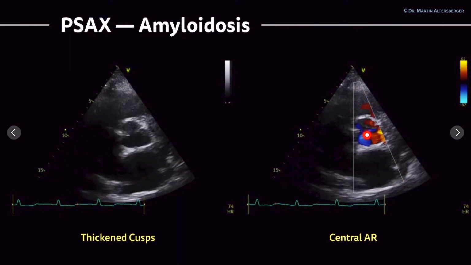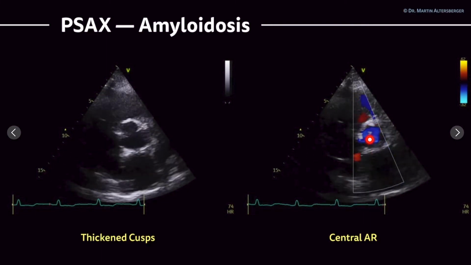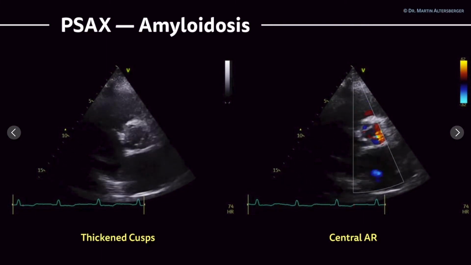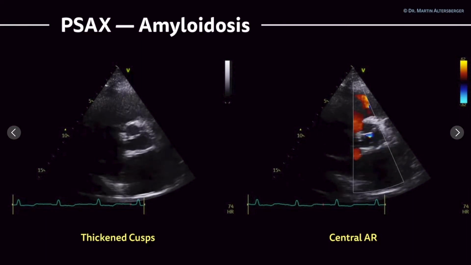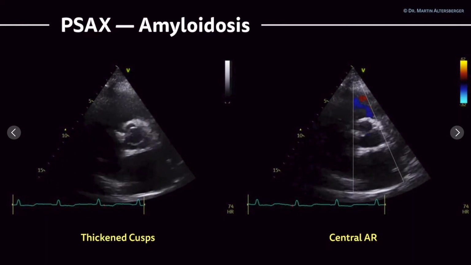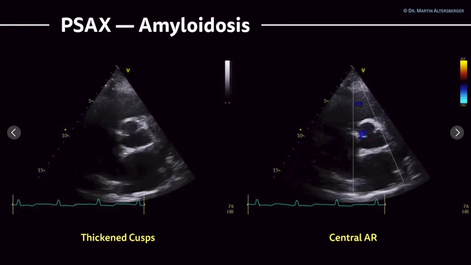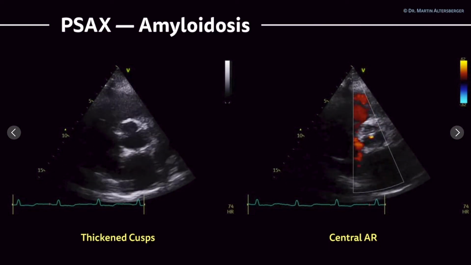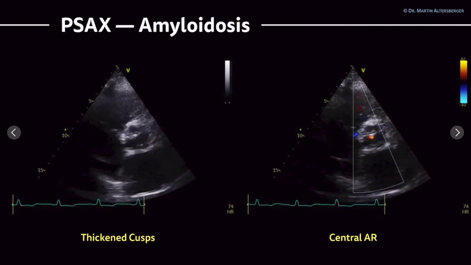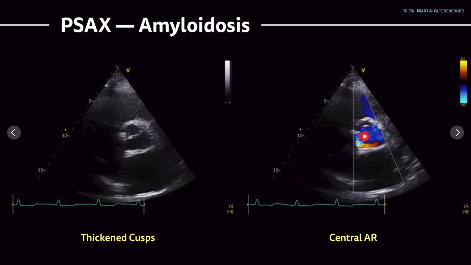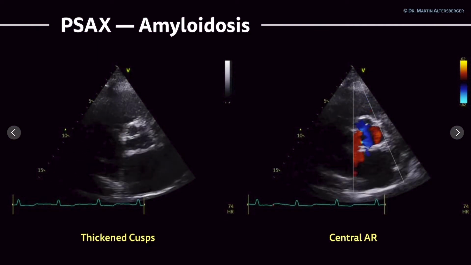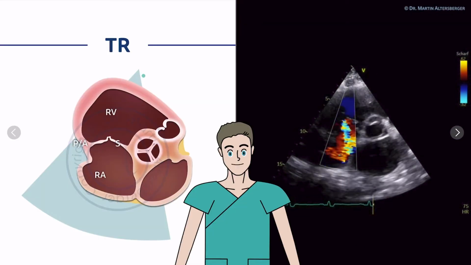It's a small regurgitation, it's a central AR, but still it is present, and with the help of color Doppler we can localize and to a certain degree already quantify. So if it would fill up the entire LVOT, it would be more likely severe. In this case though, it's a rather small flare seen in the middle at the center of the aortic valve.